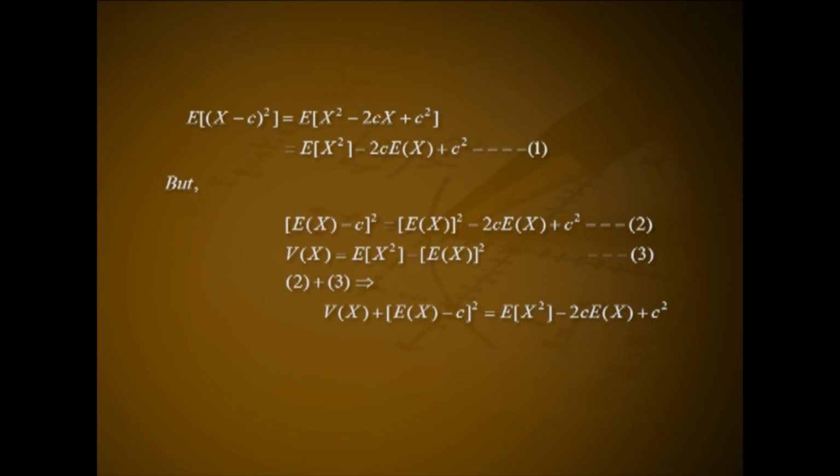Equation number 2 plus equation number 3 implies Var(X) + (E[X] - c)^2 = E[X^2] - 2c E[X] + c^2. Hence, by equation number 1, we get Var(X) + (E[X] - c)^2 = E[(X - c)^2].